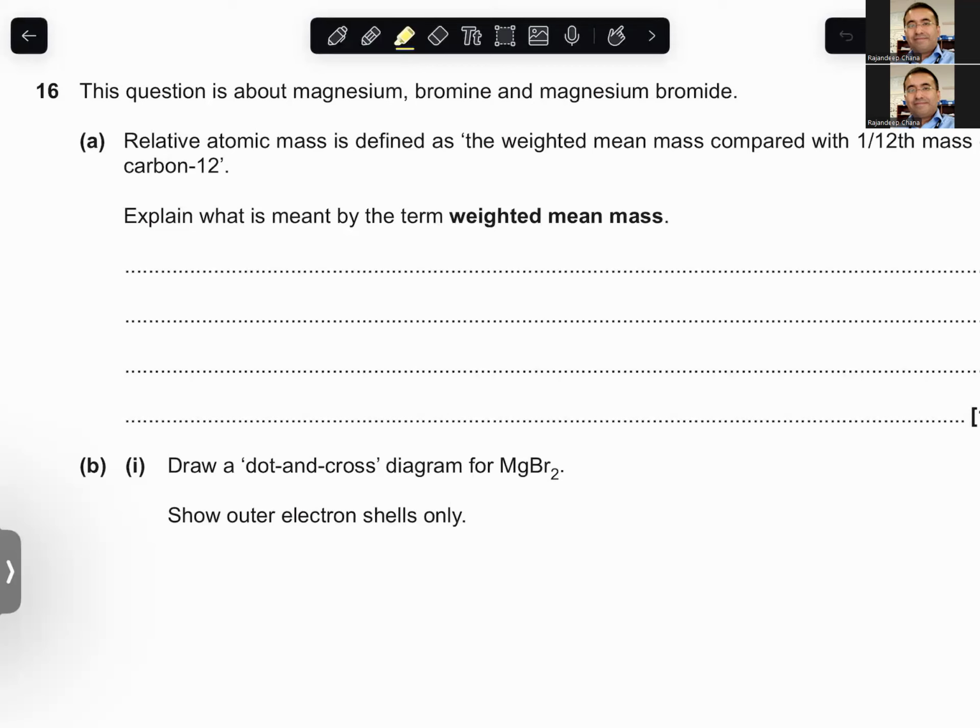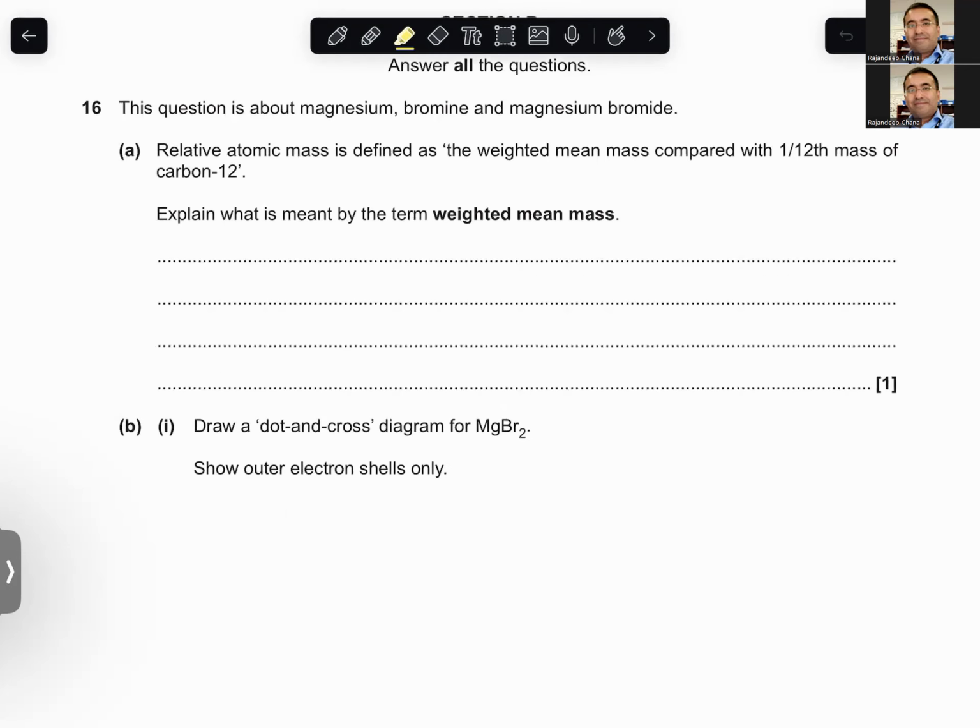Weighted mean mass compared with 1/12 the mass of carbon-12. So that's the definition. It is asking, explain what is meant by the term weighted mean mass. When you're doing relative atomic mass calculations, you are getting the mass of the isotope, multiplying it by its percentage abundance, adding them all up together, and then dividing by the total percentage, which adds up to 100.